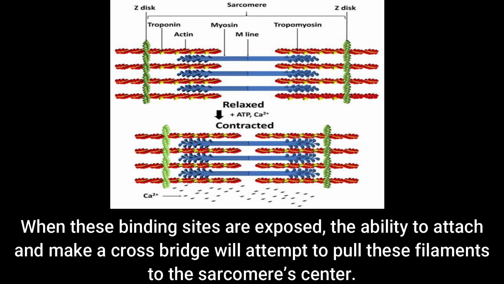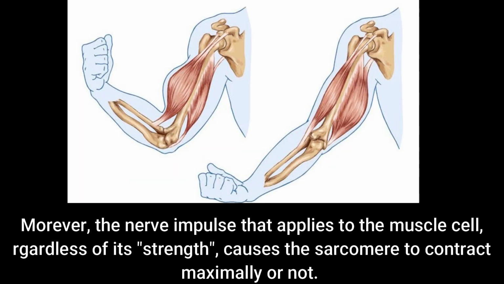When these binding sites are exposed, the myosin heads attach and make a cross bridge, which will attempt to pull these filaments to the sarcomere's center. Moreover, the nerve impulse that applies to the muscle cell, regardless of its strength, causes the sarcomere to contract maximally or not at all.